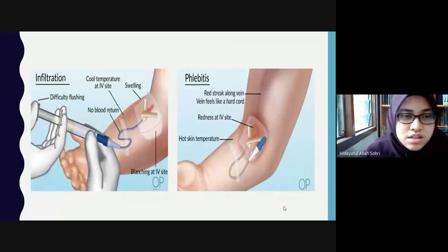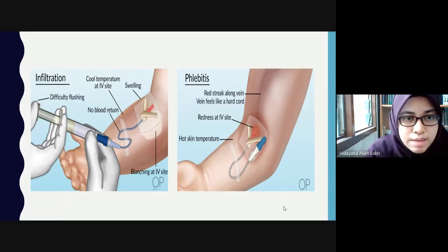So this is the complication from the IV cannulation, which is the infiltration. Infiltration, as I said just now, is the leakage of the fluid from the vein into the surrounding tissue. So the signs are swelling, blanching at the IV site, cool temperature at the IV site, no blood return, and you will feel difficulty to flush.